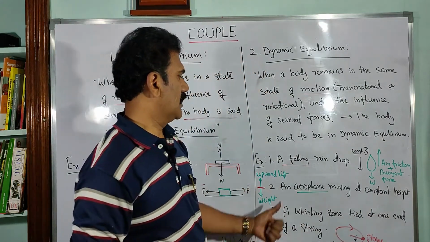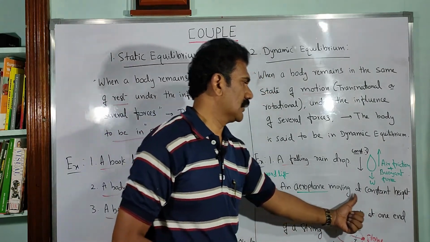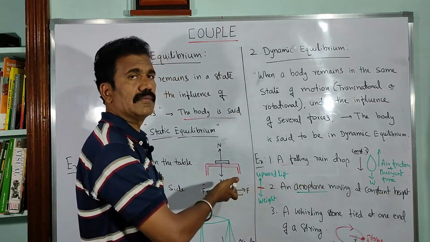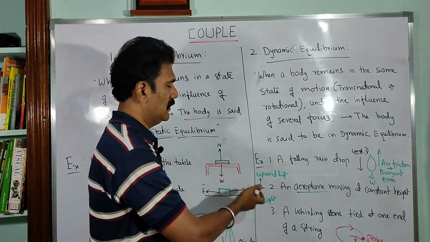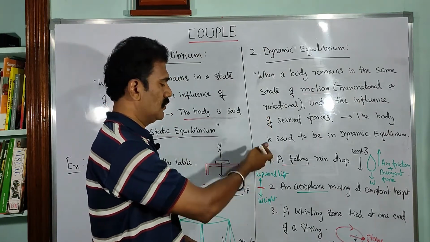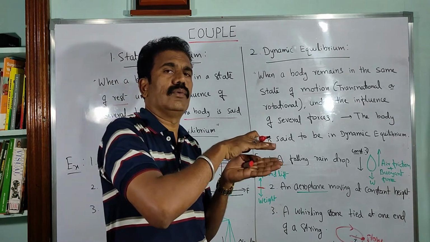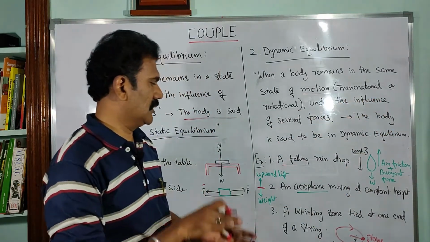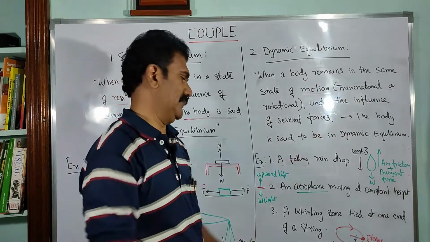Clear? Similarly, the aeroplane moving at constant height. You consider an aeroplane moving at a constant height. It is balanced by two forces. What are they? One is its weight downward and the other is the upward lift. So these two forces balance the aeroplane to move at a constant height from the surface of the earth.